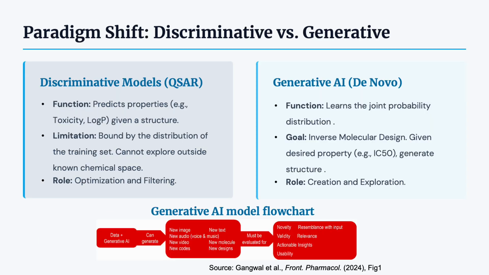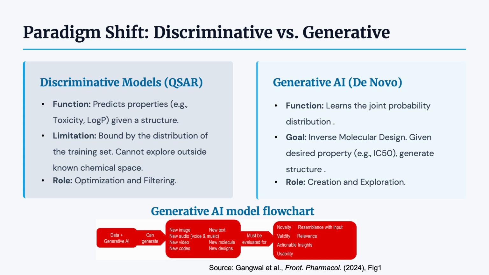This brings us to the fundamental paradigm shift. Historically, we used discriminative AI like QSAR models. They act as filters. You give a molecule and it predicts properties like toxicity or logP. But crucially, it cannot find a new molecule outside of your existing libraries. We are now shifting to generative AI. This is inverse design. We start with a desired property, say a specific binding affinity, and ask the AI to generate a new structure to match it.